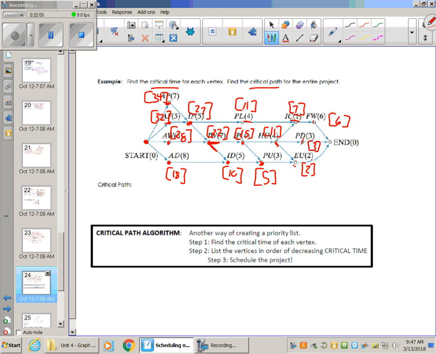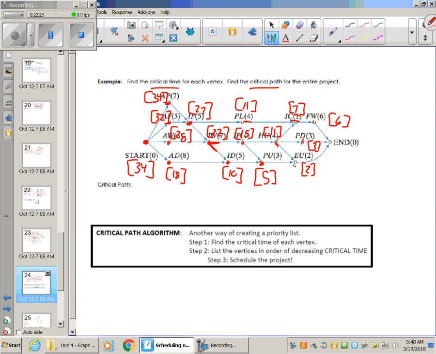Now, if I want to know the critical time, which is my final answer, it's just whichever one's the biggest, so it looks like 34. So the minimal amount of time that it takes to complete all the tasks on this list is 34 minutes or hours. Okay, no way to complete it before then.